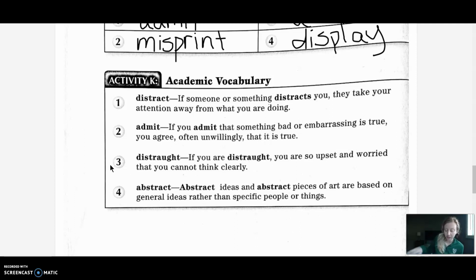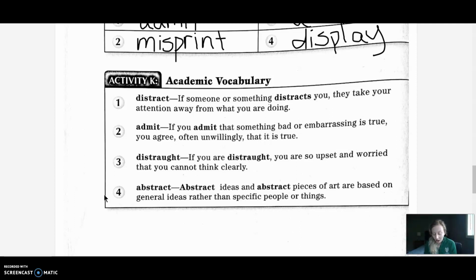So, and then the final word is abstract. This one is a little bit tough to understand. So, abstract ideas and abstract pieces of art are based on general ideas rather than specific people or things. So, abstract ideas are things like democracy or greatness or love or courage. So, love or courage are abstract. We can't see them, we can't touch them. They're just based on an idea, okay?